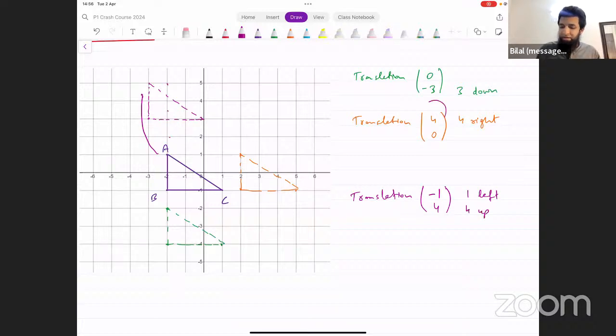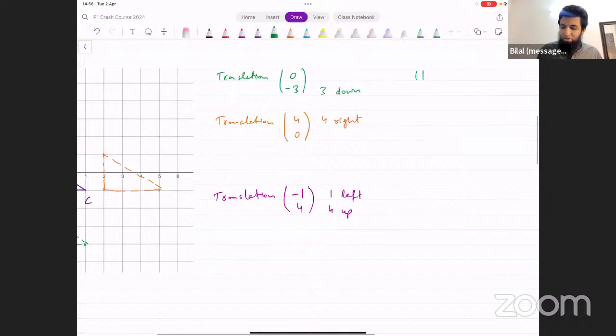Now, given a vector, you should be able to draw the diagram. And given a diagram, you should be able to figure out what transformation is happening. In this case, the transformation is minus 1, 4. Now, the first type that I wrote here, this was horizontal translation because the movement of the graph was horizontal. Now the second one was vertical. What about the last one?